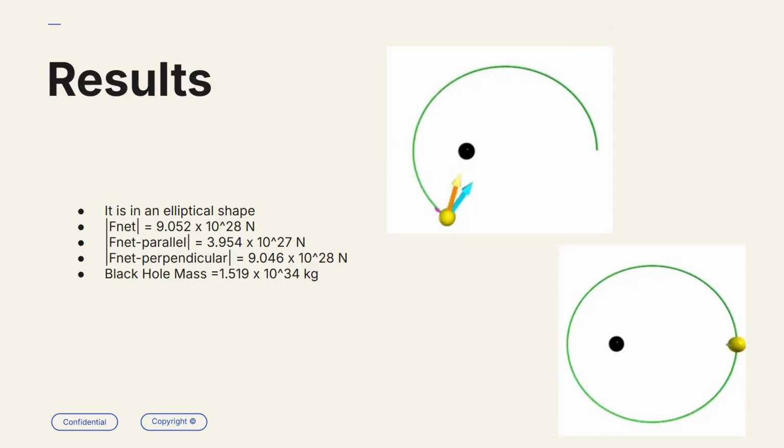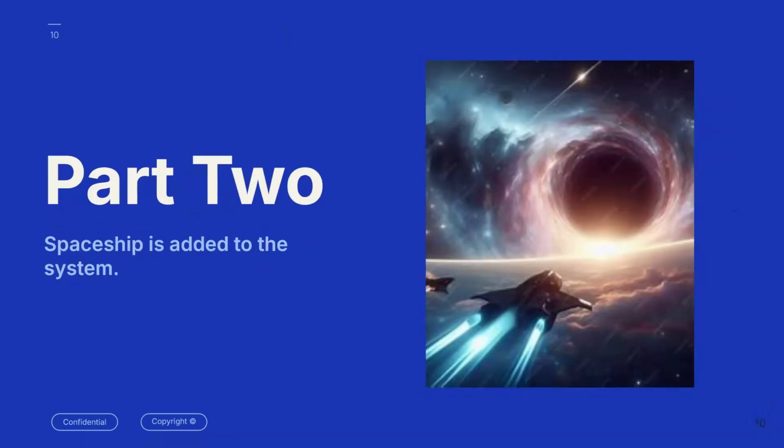So the F net was 9.052 times 10 to the 28th newtons. F net parallel was 3.954 times 10 to the 27th newtons. F net perpendicular was 9.046 times 10 to the 28th newtons, and this let us find the black hole mass to be 1.519 times 10 to the 34 kilograms. Now, with the mass of the black hole, we are able to move on to part two of the lab.